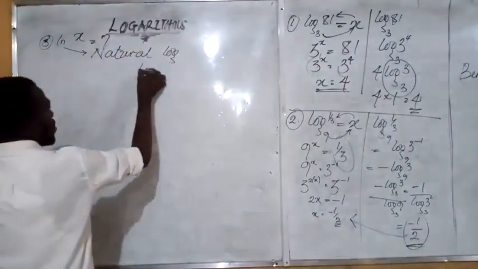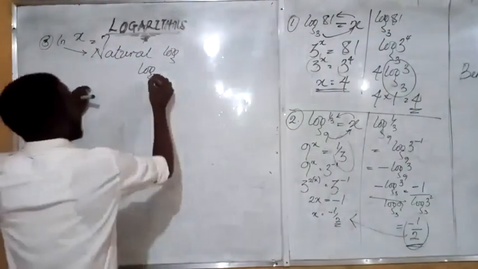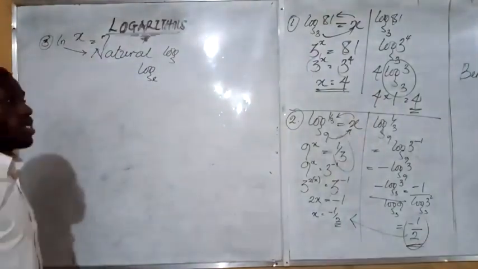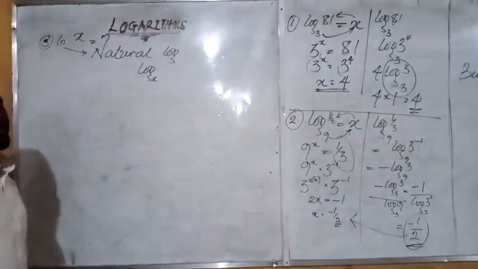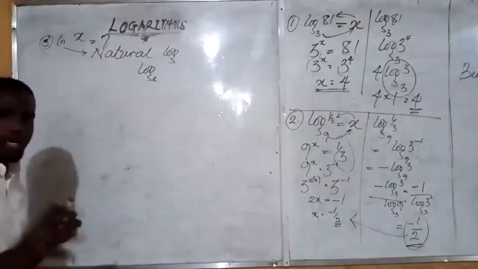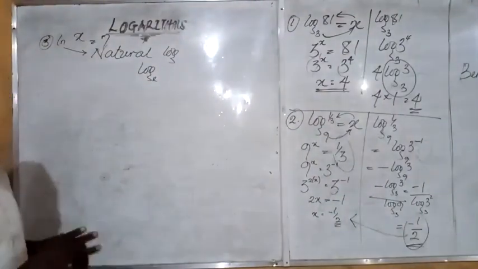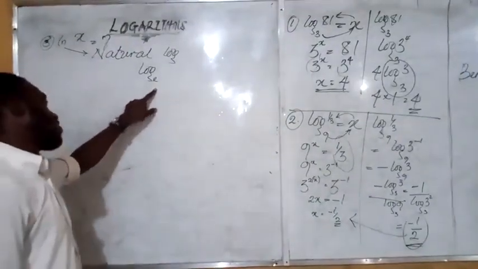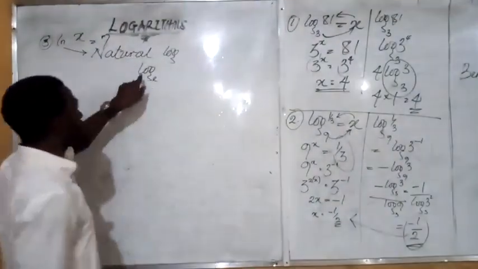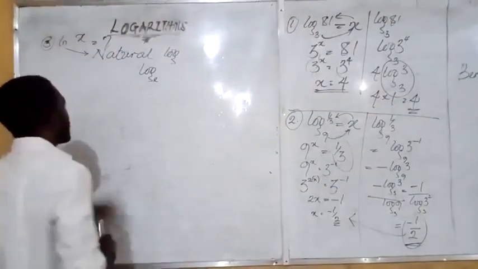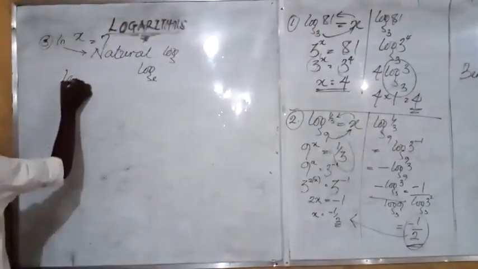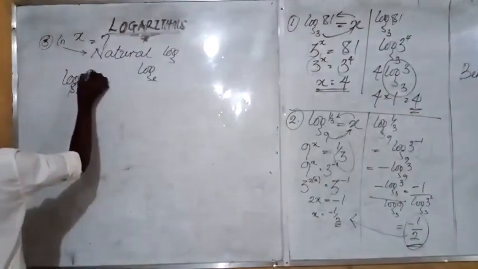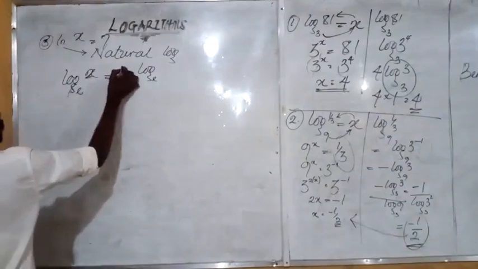Natural logarithm means a logarithm with a fixed base, which is the base e, exponential. e stands for a particular number in mathematics, I think 2.718. It's a constant. All right. So natural log means the log is in base e. That's the meaning. So we can rewrite this expression as log to the base e of x is equal to 7.